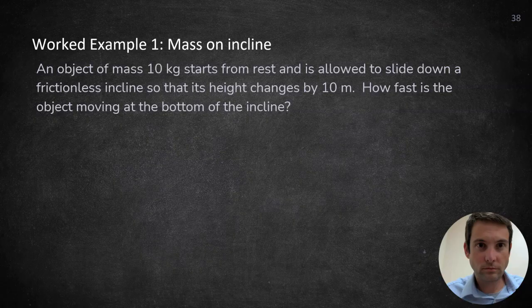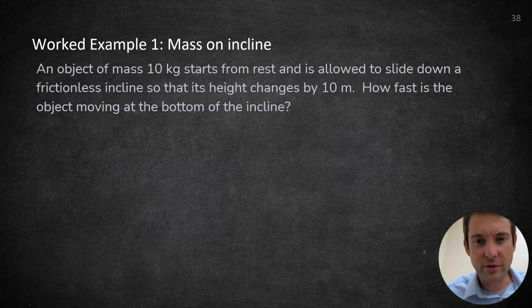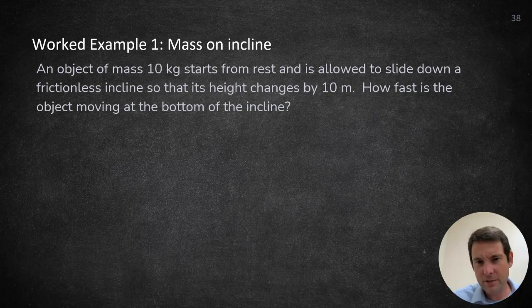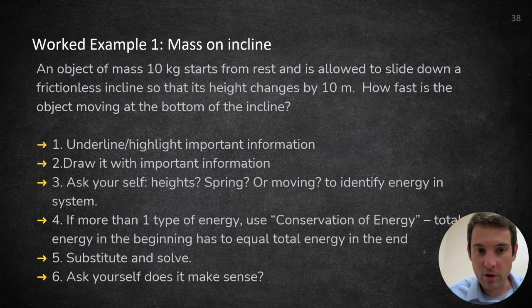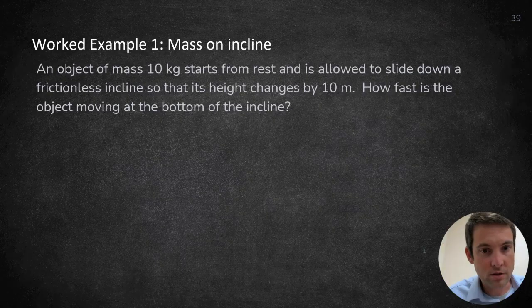Let's look at a quick problem. An object of mass 10 kilograms starts from rest and is allowed to slide down a frictionless incline so the height changes by 10 meters. How fast is the object moving at the bottom of the incline? Remember our problem-solving strategy. Underline important information.